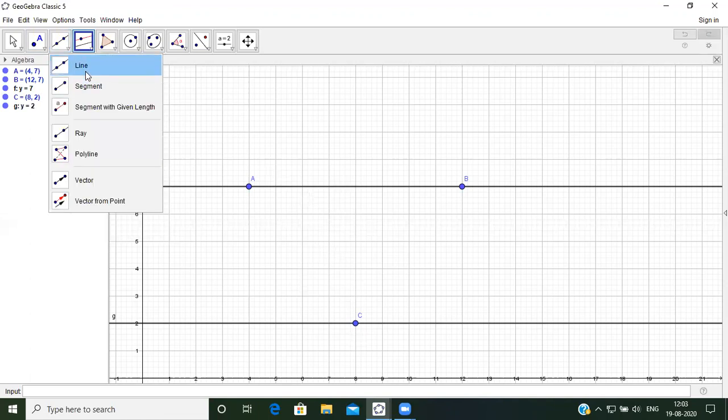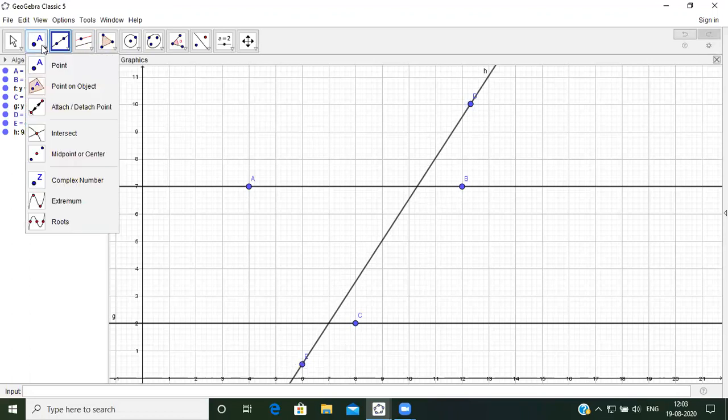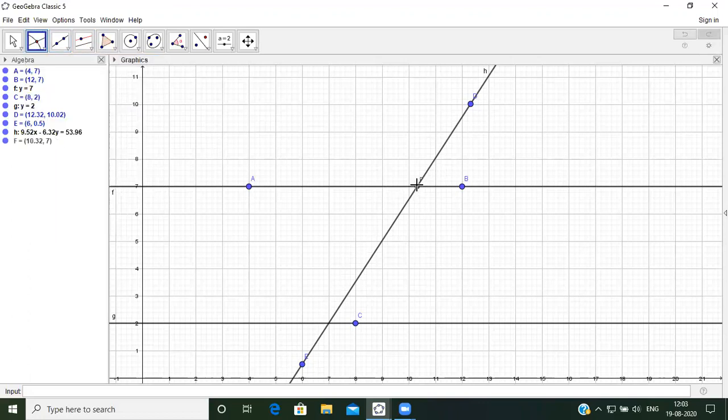Take another line which cuts these two lines. This is called a transversal. Keep the intersecting point of two lines. So this intersecting point is B. This is G. And this is F. Now find out the angle.